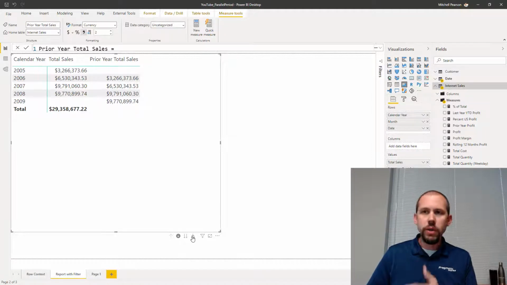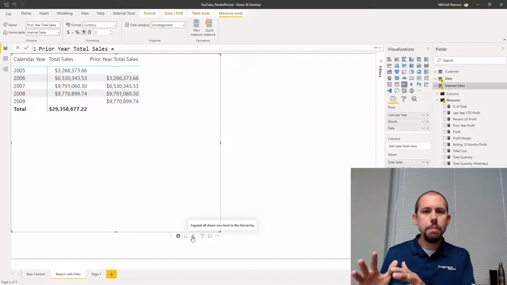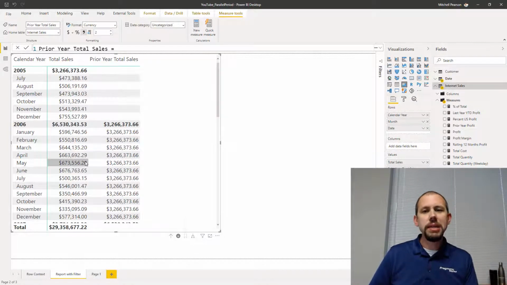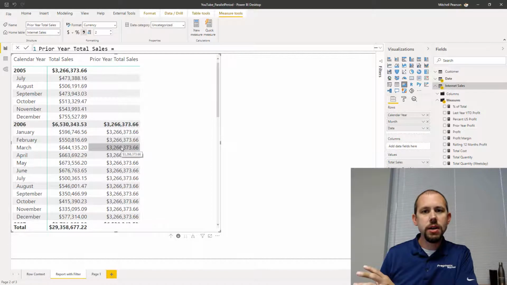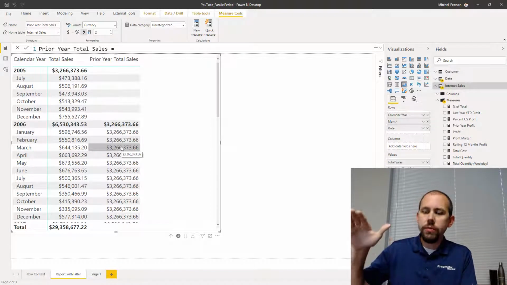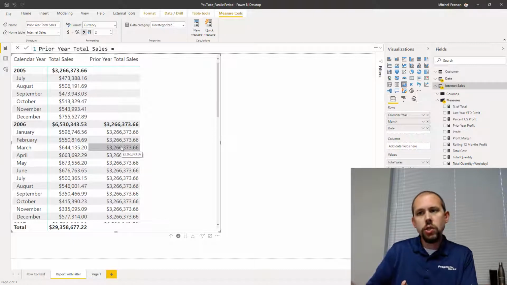But if I come down, and I'm currently looking at a visualization that is a matrix here, so we can kind of drill down and drill up, I'm going to expand down one level in the hierarchy. And as soon as I expand down, you immediately see this is different than same period last year. Because what's happening here is that that previous year calculation, that function, it's going back to the prior year, absolutely. But it gets all of the dates from the prior year, and it returns whatever that expression is. For this use case here, it's total sales. It returns that expression for the entire prior year.